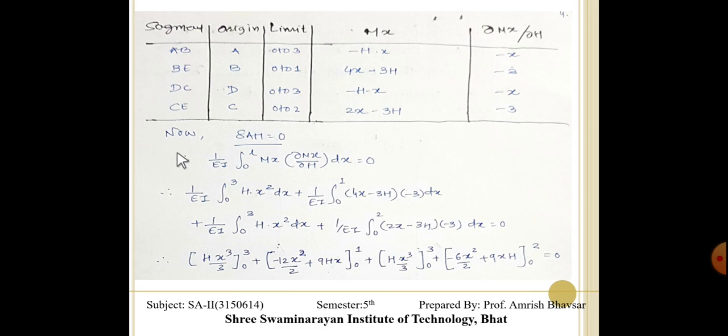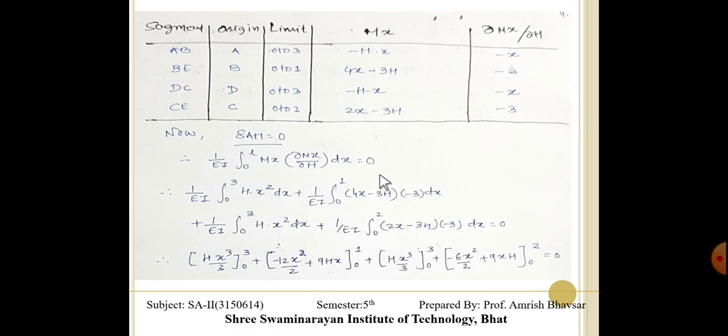Now we know that the horizontal deflection at the support is 0, so our equation is 1 upon EI, integral 0 to L, Mx del Mx upon del h into dx. Now 1 upon EI is equal to integration 0 to 3 for the first one, hx square dx, for the second one 4x minus 3h into minus 3, for the third one minus h into x into minus x, so hx square, and this is the final one.